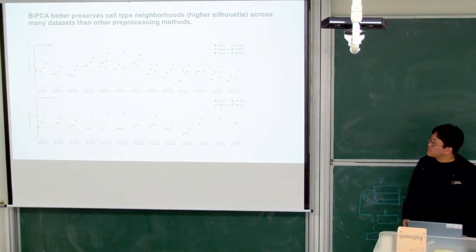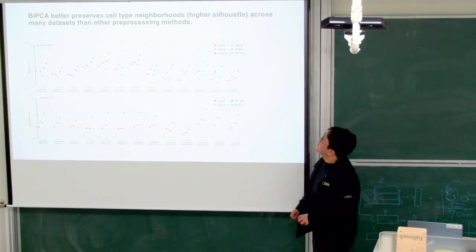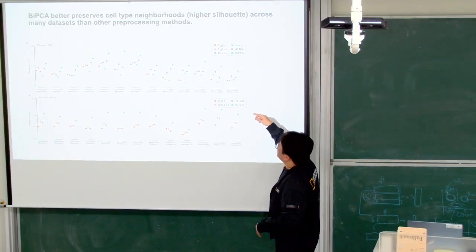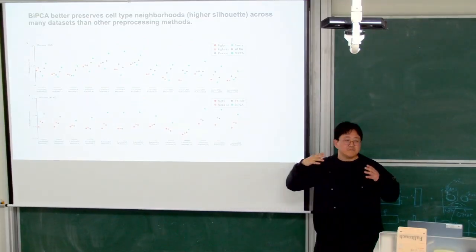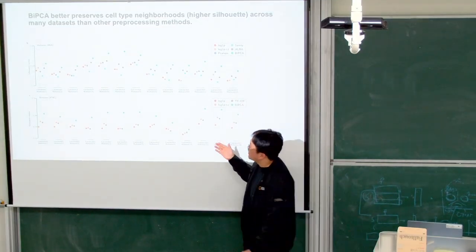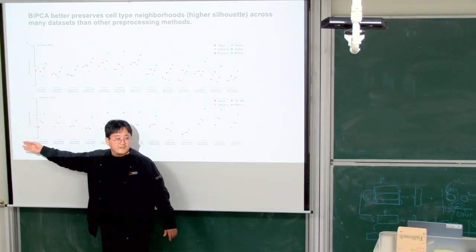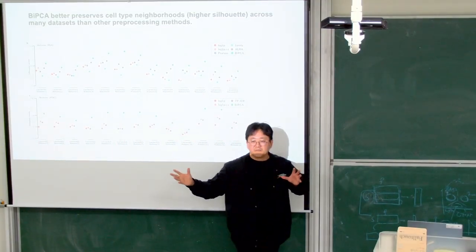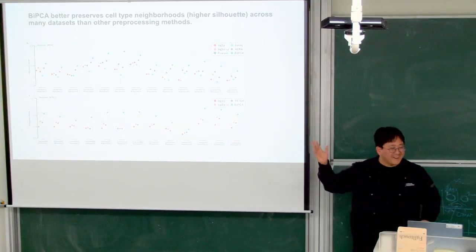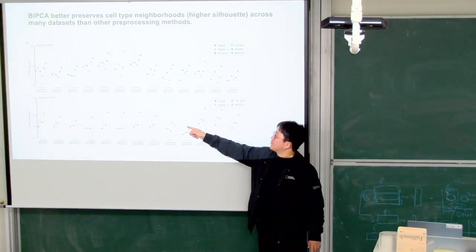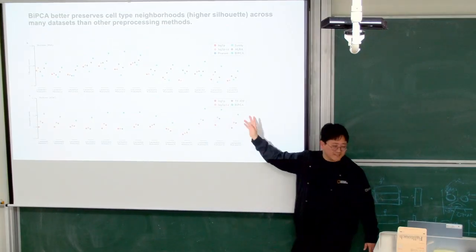Furthermore, they also show that the PCA is better for the cell embedding, by measuring the silhouette score with respect to the real cell type. Anyway, the score is better, and the high score is better. So we can find many green points. Right?